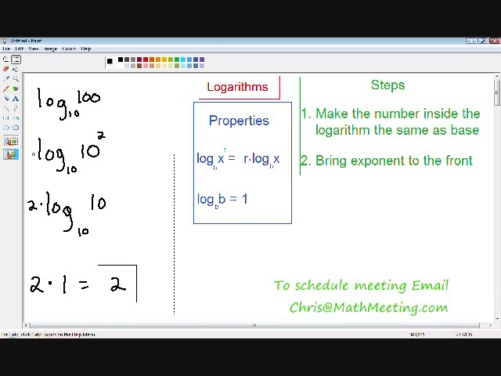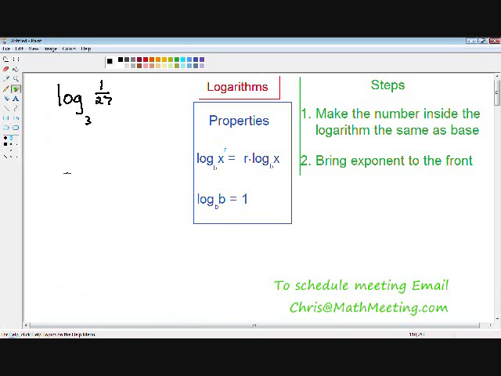Let's move on to our last example. Here we have the log base 3 of 1 over 27. Now you're probably getting a little intimidated because you see a fraction in this problem, but it's really not that much more difficult than the previous 2 examples that we already did. So let's get started with the example.